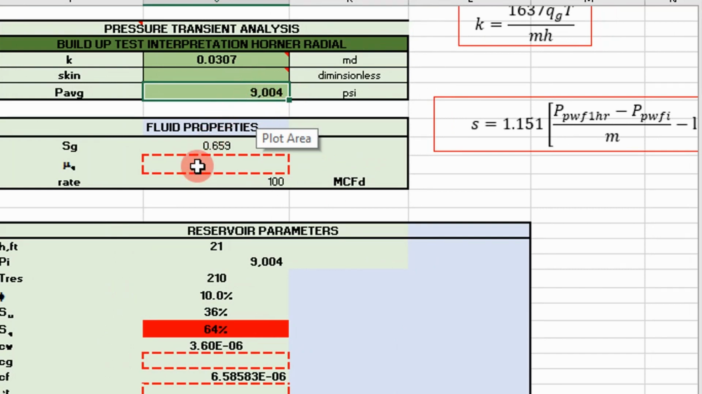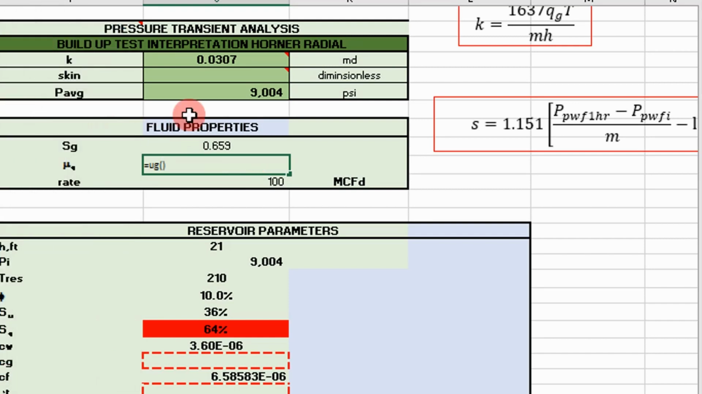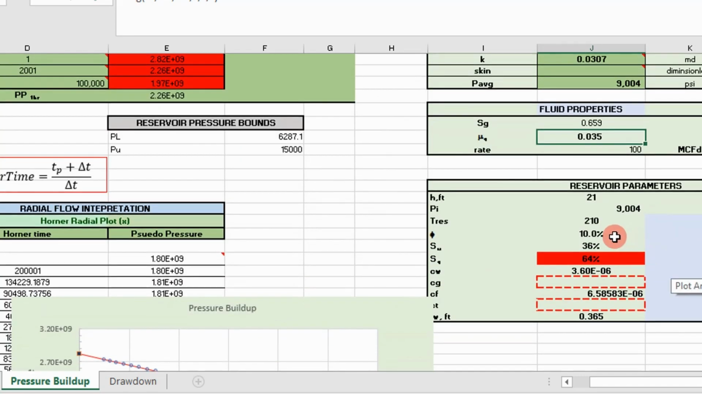And so now what I want to do is use this average reservoir pressure to calculate, or use our correlations to calculate fluid properties. So the VBA function I'm using is going to be UG, which calculates our gas viscosity. So it's going to take our average reservoir pressure, temperature, gas gravity, and impurities. In this case it's 0. So that's our gas viscosity.